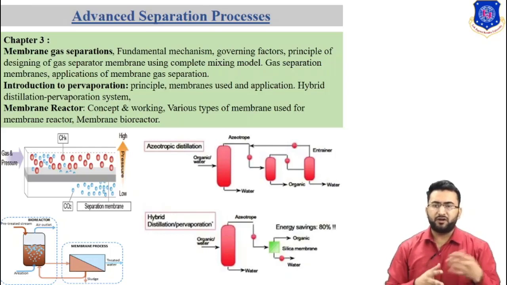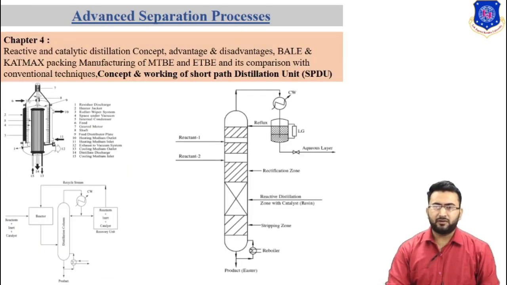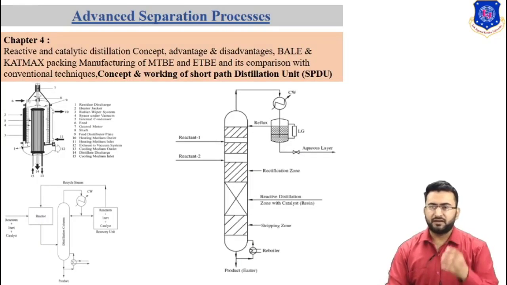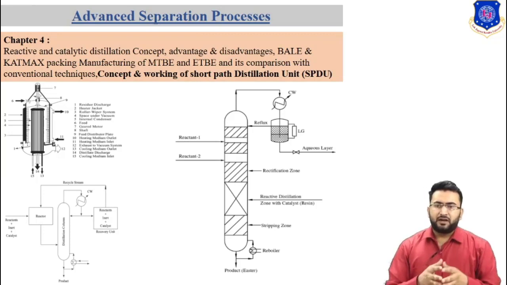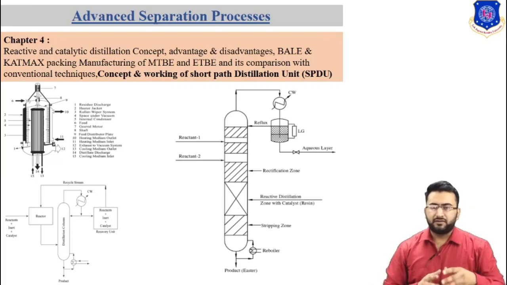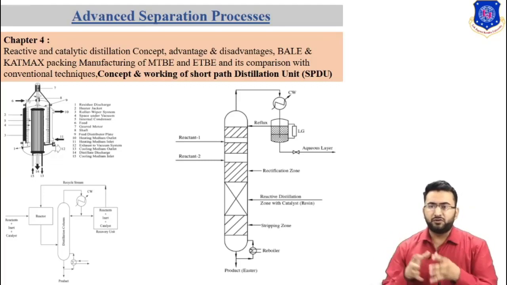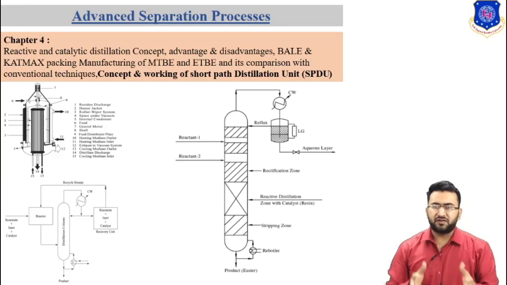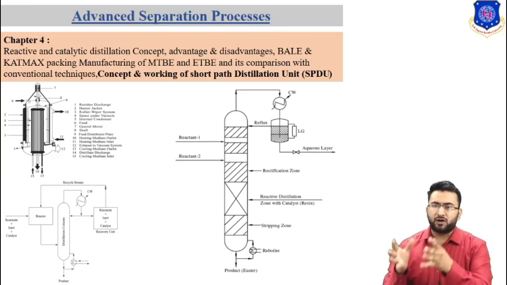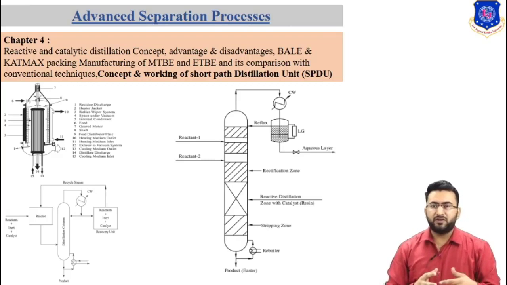Then we'll talk about the membrane reactor, the concept and working of a membrane reactor, the various types of membrane used in a membrane reactor, and the membrane bioreactor. Then we'll talk about chapter number 4, which is reactive and catalytic distillation. We'll talk about the advantages and disadvantages of reactive and catalytic distillation, and the various types of packing used in reactive and catalytic distillation, such as bale packing and Katamax packing. Then we'll talk about the short path distillation unit. So we'll talk about this type of distillation in advanced separation processes.